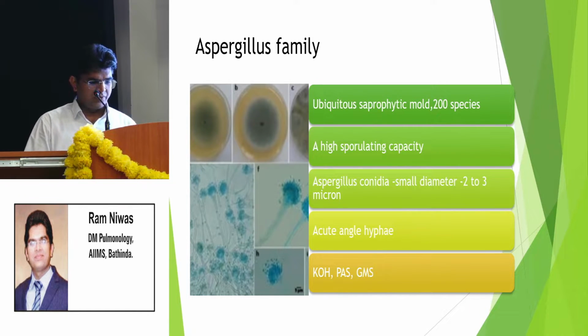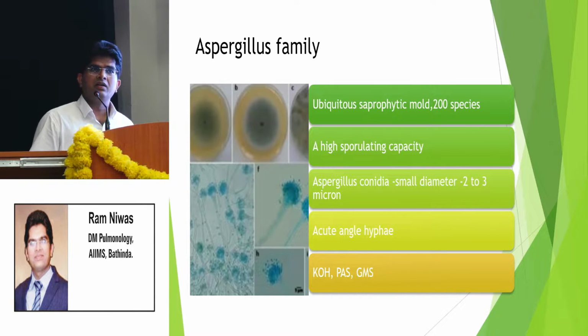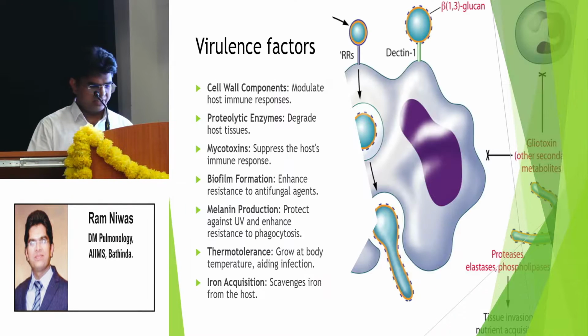Aspergillus is a ubiquitous saprophytic mold, and it has more than 200 species, and the most common is Aspergillus fumigatus. It has very high sporulating capacity. The diameter of Aspergillus conidia is very small, that is 2 to 3 micrometers, and they can easily penetrate the bronchioles and alveoli. The hyphae are acutely angled, and they can be stained with KOH, PAS, or Gomori methenamine silver staining.